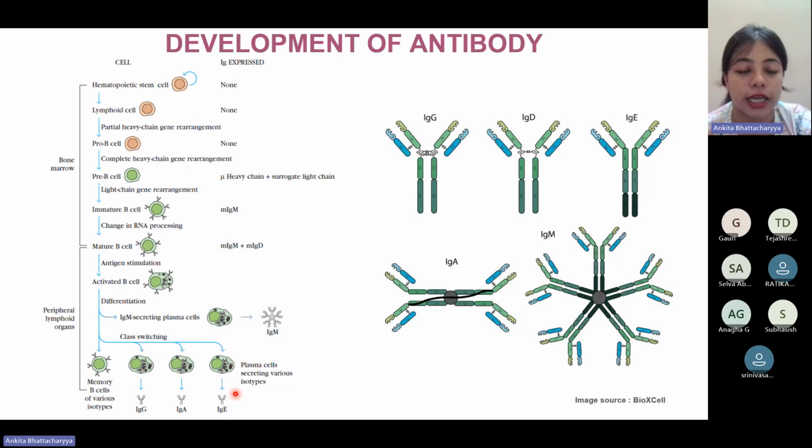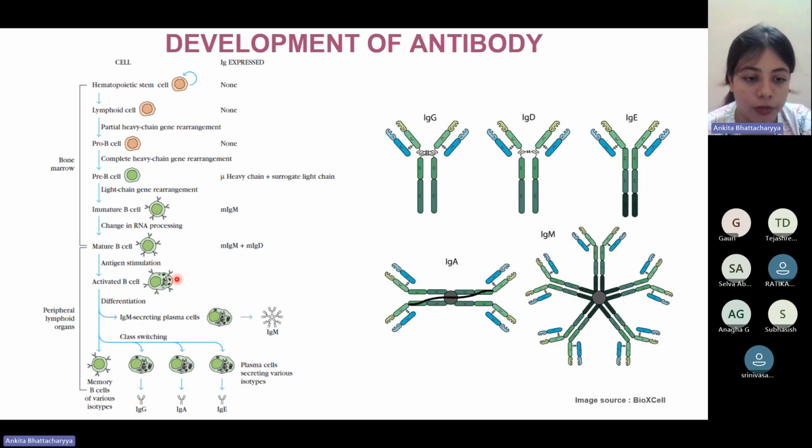Class switching means it can transition or change from the IgM subtype into IgG, A, or E. It was also expressing IgD initially, if you see here. So it can then switch into each of these subtypes depending upon what is the pathogen that it is addressing, or rather, what is the antigen that it is specific for. We'll come into details later. You don't need to worry about it right now.